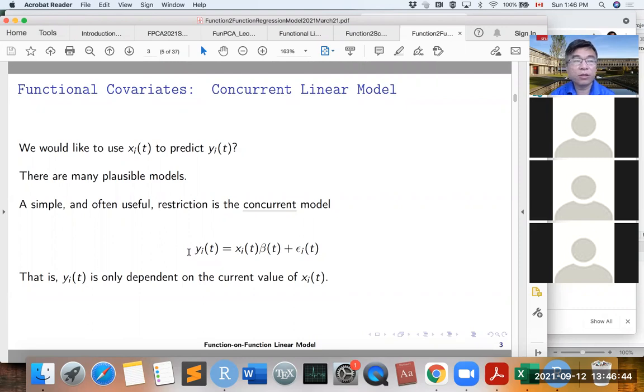So this model is very simple, but at the same time you have to have a strong belief that the predictor X can have an instant effect on the Y. So there's no lag effect. This is a very strong assumption, so you have to be careful when you're using the concurrent linear model.